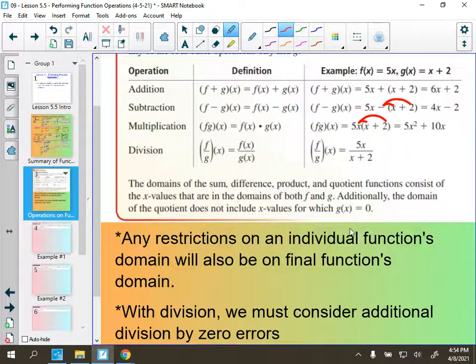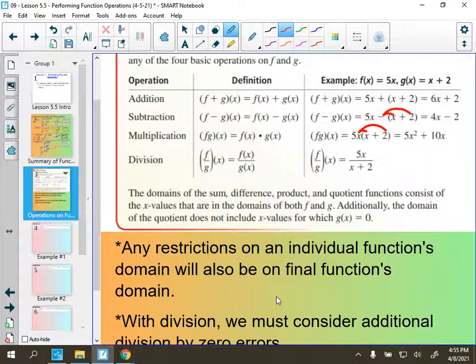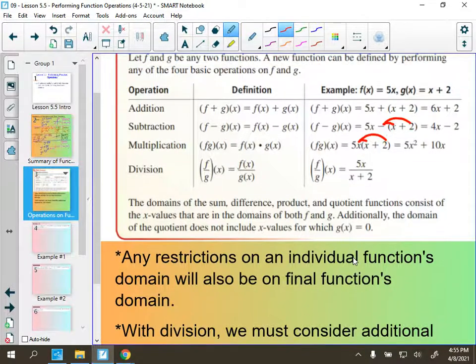Okay. Here's my takeaway. This is the Mr. Kroll spin on it. Basically, any restrictions on any of the individual functions at the start are going to be on the final domain. So that's why this one's not the best illustration, because if I look at this 5x, what's the domain of that 5x? Well, it's all real numbers. It's negative infinity to infinity. And then same thing here with this other linear function. We're talking negative infinity to infinity.